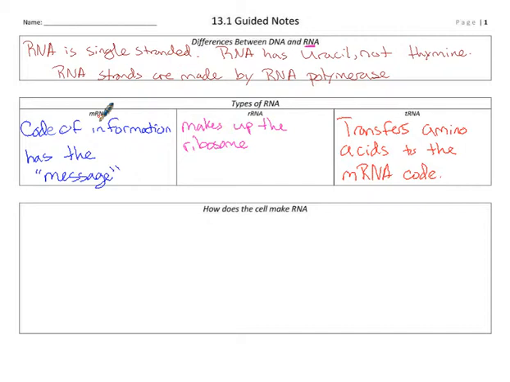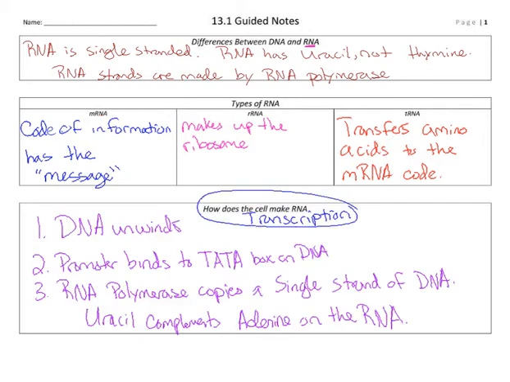So our 3 types are mRNA. That's what is the code of information, or M stands for messenger, so it has the message. rRNA, that's what makes up the ribosome. And then the tRNA, or the transfer RNA, it transfers the amino acids to the mRNA code. This word amino acids, if you're not quite sure on that, we'll get to that when we get to translation.